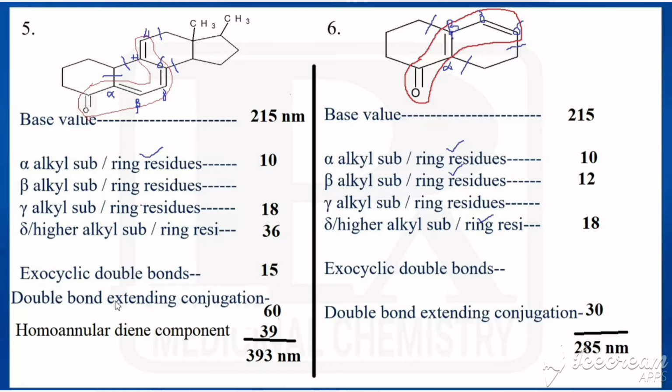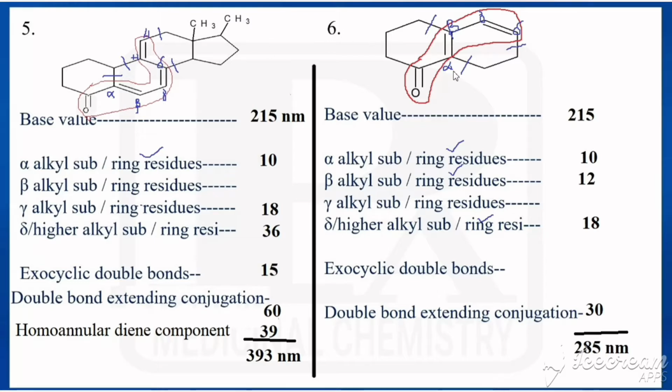Now we have to consider the double bond extending conjugation. Parent should have only one double bond. So other than that, it is having 2 double bonds. That's why for 2 double bond extending conjugation, value would be 60, because for 1 it is 30, for 2 it is 60. Now within the same ring, 2 double bonds are there. That's why we have to add homoannular diene component value. For that the value would be 39. So by adding all these values, we are getting 393 nanometers. So that is the lambda max for this structure.